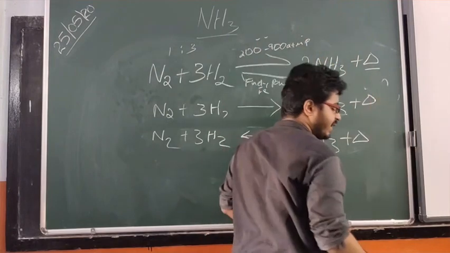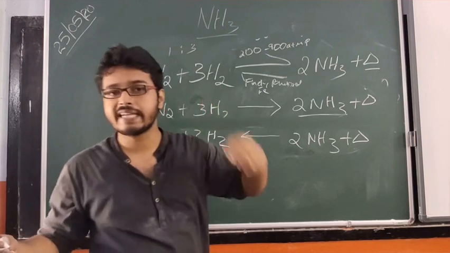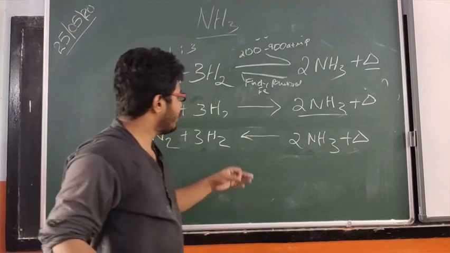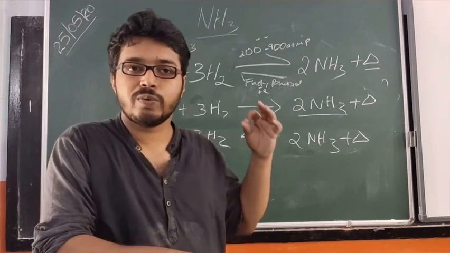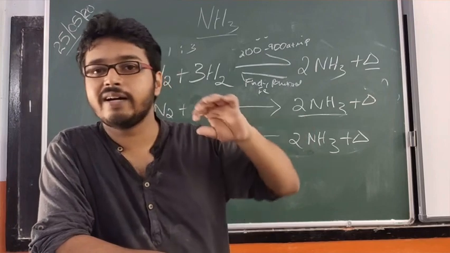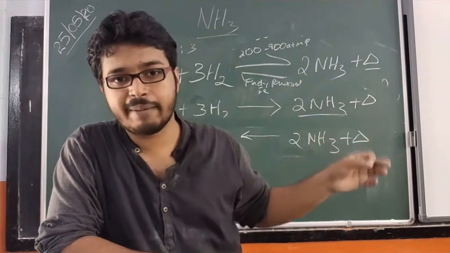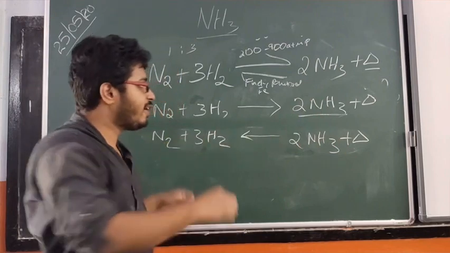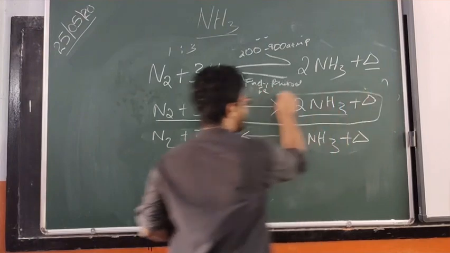The optimum temperature was 450 to 500. Suppose I am decreasing the temperature to 100 or 50 degrees Celsius. The reaction will go in such a way as to convert that 50 or 100 degrees Celsius back to the optimum temperature, 450 to 500. So how can that be done? If you want to increase the temperature, there is only one way, and that is by doing this reaction.